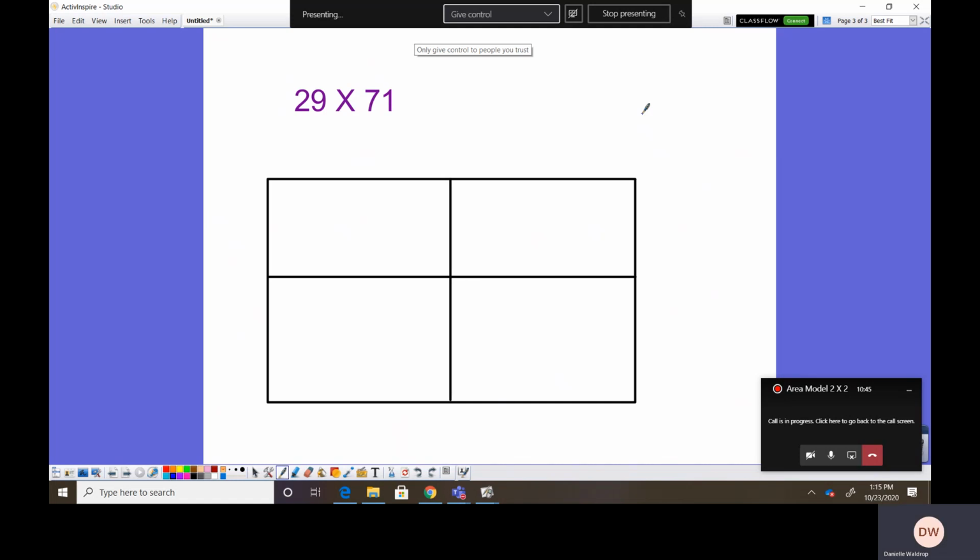All right, so let's check to see how you did. All right, 29 times 71. You should have, when you did your expanded form, you should have had your 20 plus 9 times your 70 plus 1. Check to make sure you got that. Everybody got their expanded form good? All right, I hope so. So now let's do our multiplying.